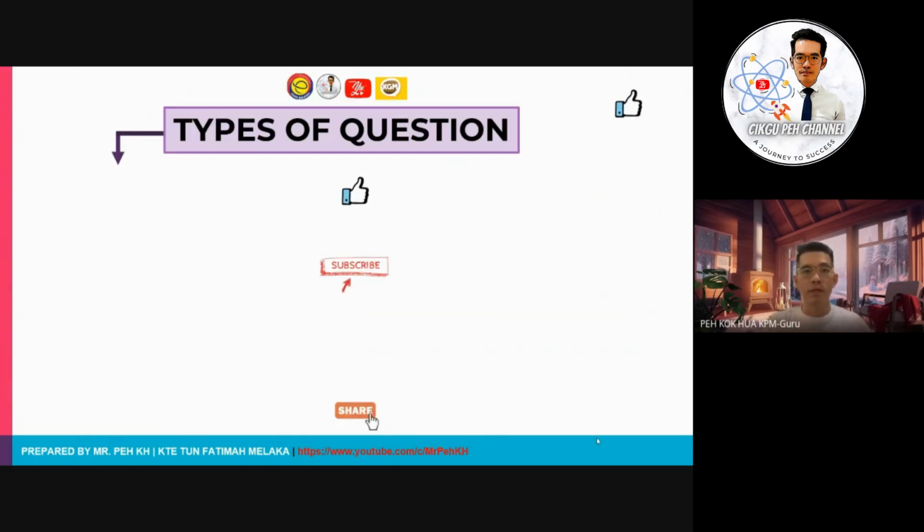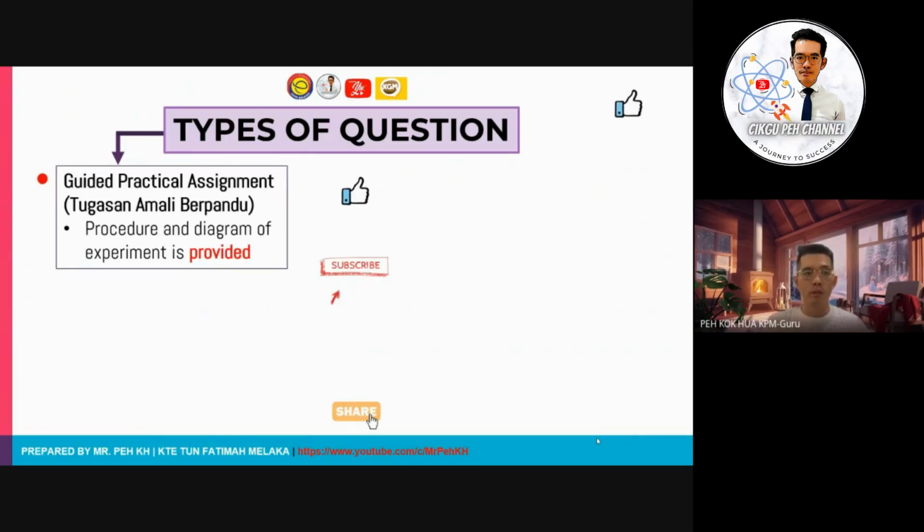Next is regarding the types of question. Basically, there are two types of question the candidate will face in Paper 3. The first is known as the guided practical assignment, in BM, Tugasan Amali Berpandu. The procedure and diagram will be provided in the question, so it is easier for the candidate to answer. The candidate just needs to follow the procedure and diagram given in the question and conduct the experiment.